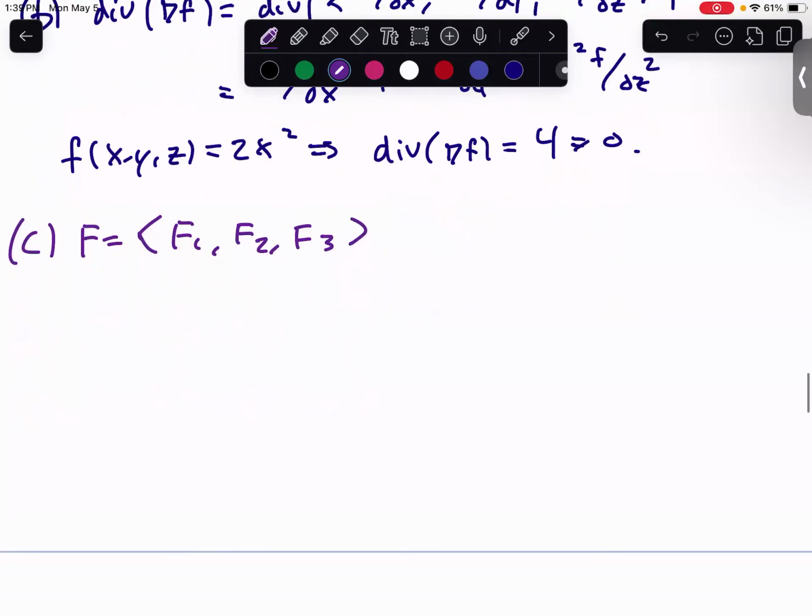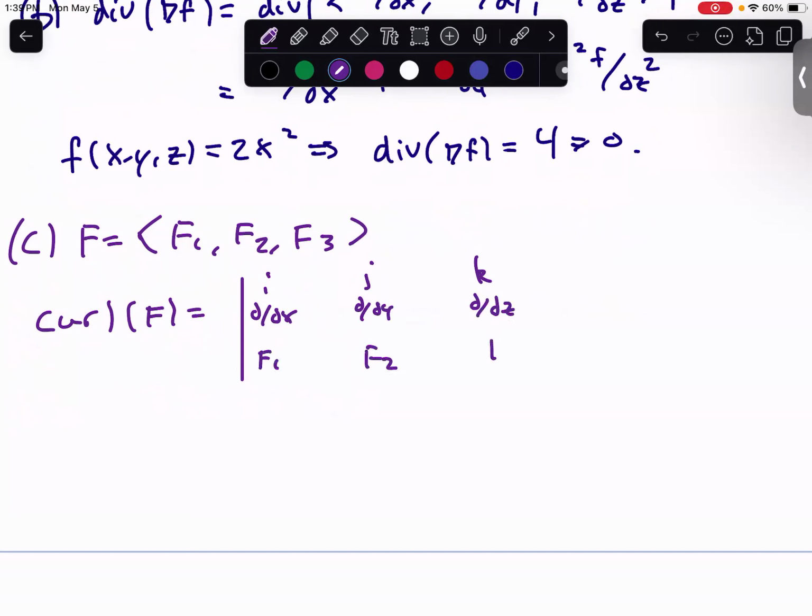And so the curl of f looks like the following. If you write it out in a general way, this is equal to the following determinant. So we have i, j, and k, the partial with respect to x, partial with respect to y, partial with respect to z, and then f1, f2, f3. I don't want to use the Leibniz notation, so I'm just going to write it in the following way. It's going to end up being the following vector, right? So do the partial of f3 with respect to y, minus the partial of f2 with respect to z.